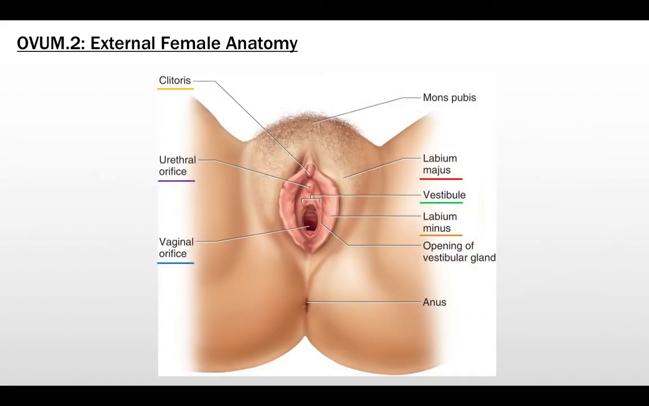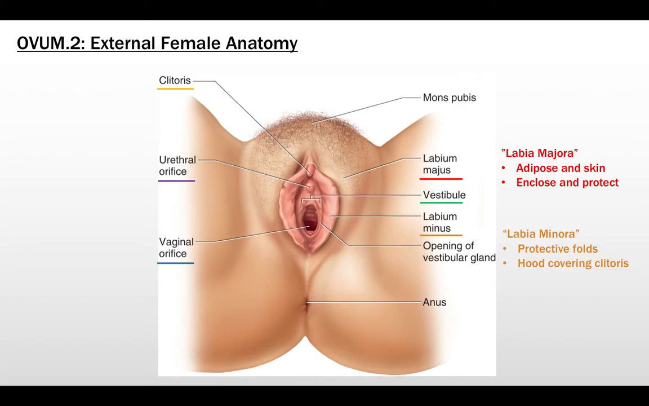Okay, externally, we have two sets of protective skin and fat coverings, and those are called labia. So the labia majora enclose the entire vulva and keep all the internal structures protected. The labia minora are smaller, less fatty protective folds, and also contain a hood that covers the clitoris. There's really interesting comparative anatomy between male and female systems, where if you look at an embryo, which tissues will form which structures. For instance, the scrotum in men is the same tissue that forms labia in women.